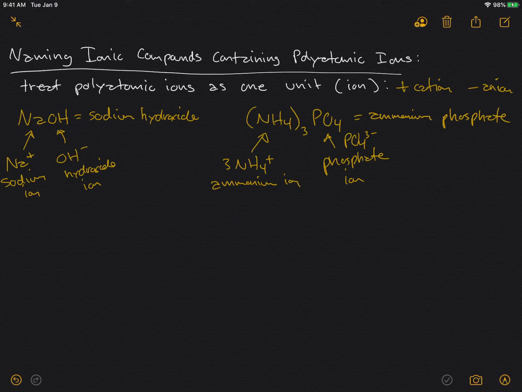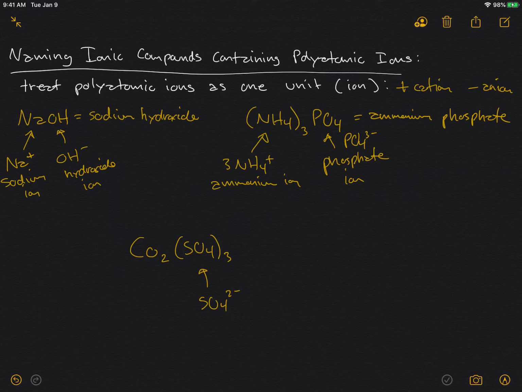Okay, now let's try one where we have a transition metal and a polyatomic ion. And so we'll have to figure out what the charge is on the transition metal. So let's do cobalt. And you'll recognize that polyatomic ion as sulfate. So if we know the polyatomic ion, we can figure out the charge on the transition metal.